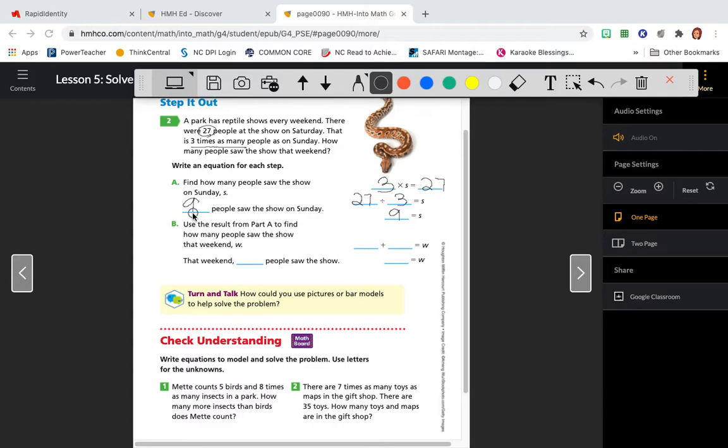Use the results from part A to find out how many people saw the show that weekend. Well, we know that 27 people saw the show on Saturday, and 9 people, which we just found out, saw the show on Sunday. So W represents weekend. That's our unknown. We don't know the total number of people that saw it for the weekend. So we simply add 27 plus 9. You should have gotten 36. So 36 people saw the show.